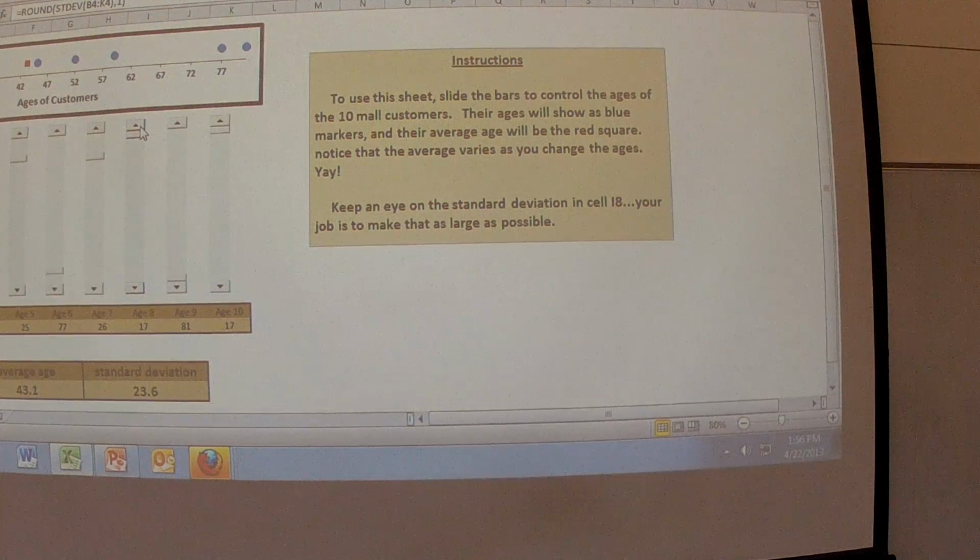Are you seeing how the average is changing as I'm dragging these ages around? Look what the average is doing. It's chasing the extremes. That's exactly what it's supposed to do.